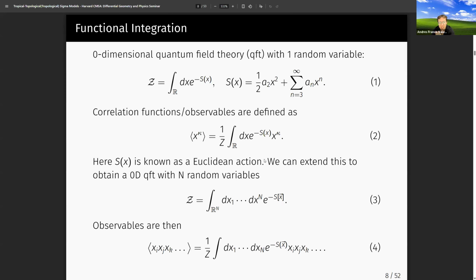Then you can easily generalize this to a zero-dimensional quantum field theory with n random variables, where instead of integrating over a single random variable, you would integrate over capital N different random variables, and the corresponding observables will be defined analogously. And so you might ask, okay, great, but I'm not sure how that's quantum field theory yet. This is just basic probability theory.